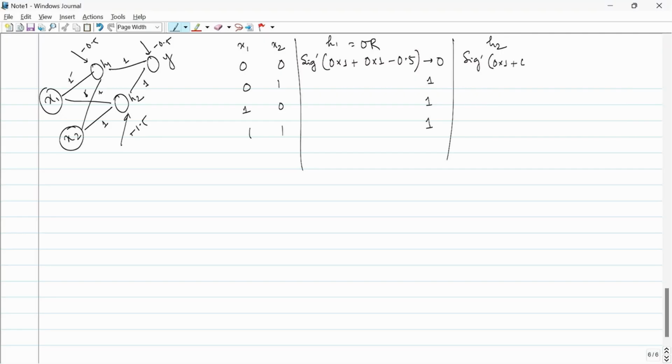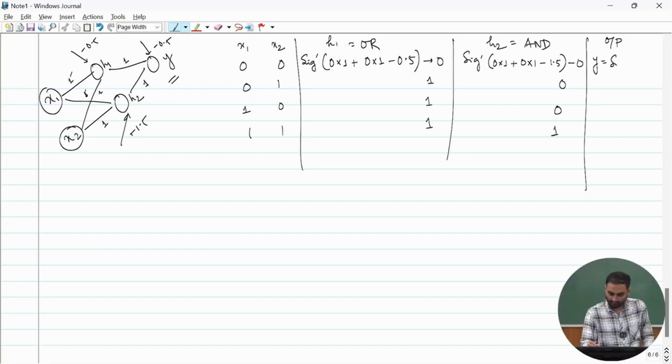0 plus, okay, you will see this will produce 0, 0, 0, 1. This will act as an AND. Okay, output here y is again signum. There is a small mistake here, this should be minus 1. The weight here is 1, this weight is minus 1. Don't worry about how we came up with this weight. Let us assume that the weights are known to us. Later on we will see how we came up with this weight.